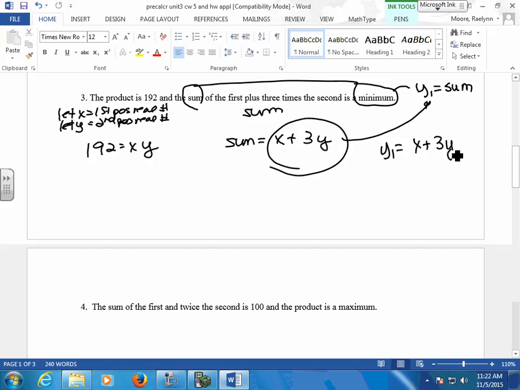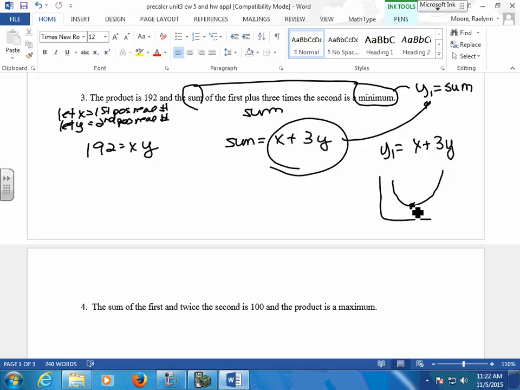Now you're at a minimum. What should your parabola look like? Open up or open down? Minimum, open up. You want a minimum point. We're pretty good here because we probably can use your other graph, because your product is still 192. The numbers are going to change because we changed the way we set up your sum, but we're still within that time frame.